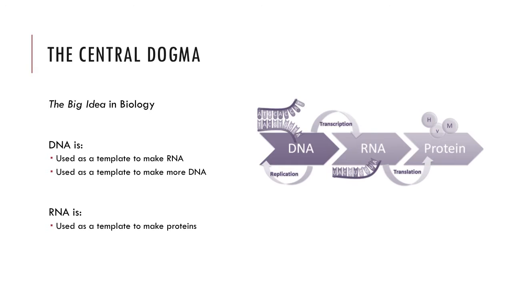Typically, biologists consider this the central dogma or the big idea. Dogma is usually associated with religion, but here it means a central theme around which everything else tends to rotate. So this big idea in biology, or the central dogma, states that DNA is used to make RNA, which is used to make protein. In the case of DNA, it can be a template to make itself.